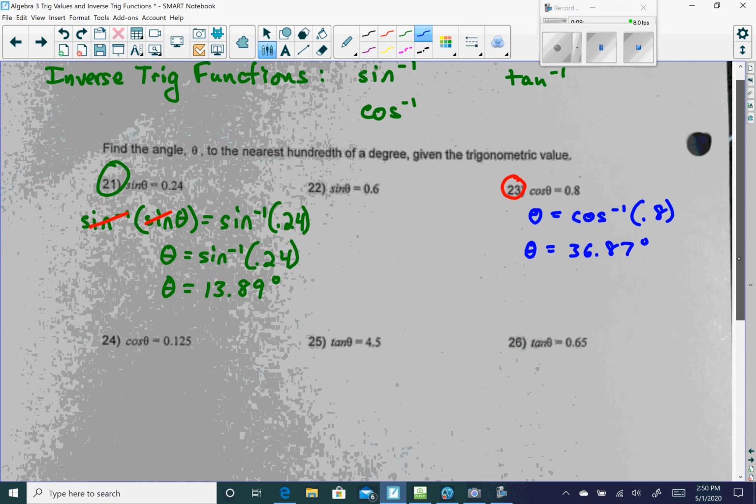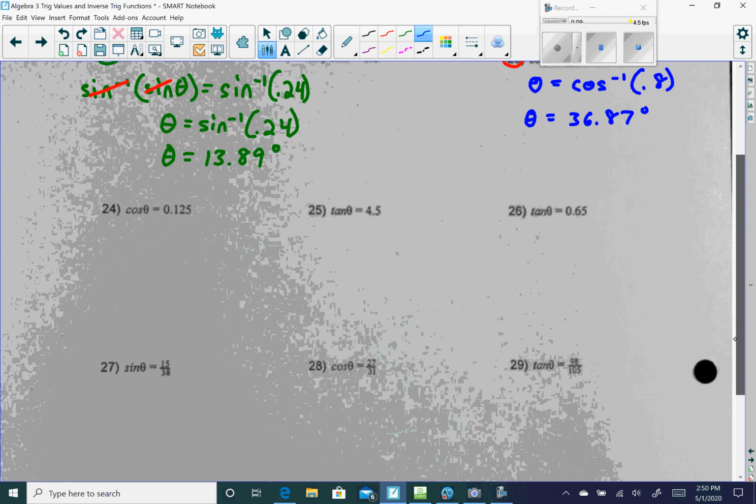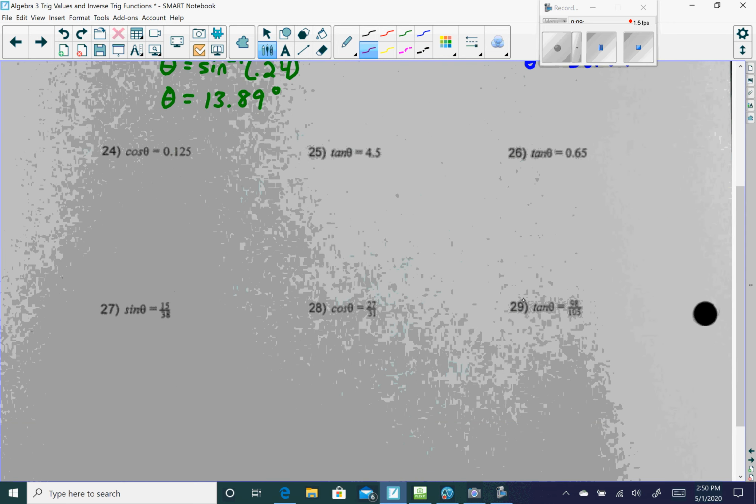Now let's try one more. Let's go down to 29. This says this fraction here is 98 over 105, if that's hard to see. So theta is going to equal the inverse tangent of 98 over 105. And we're going to leave this as a fraction. Sometimes if you turn a fraction to a decimal, it can go on for quite a few decimal places here. So it's perfectly fine to leave this as a fraction.